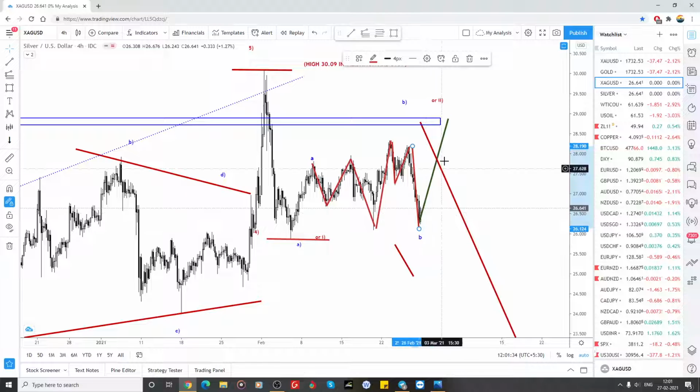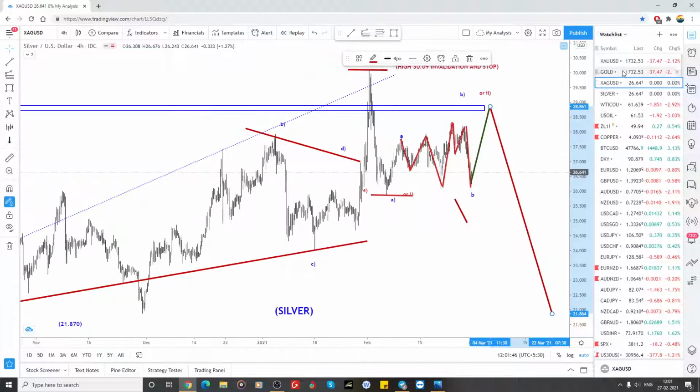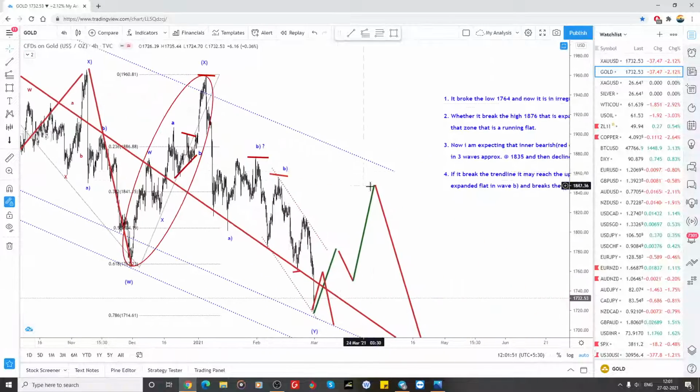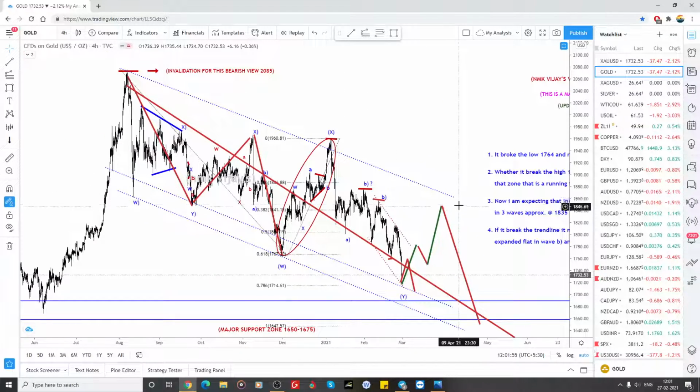So we have to see this C wave, intermediate C wave, or if it is a W, this could be an X, A, B, C. After that, we need to pick this wave. So at that time, gold can reach this zone, the 1835 to 1840 zone. So gold and silver can both fall from here.